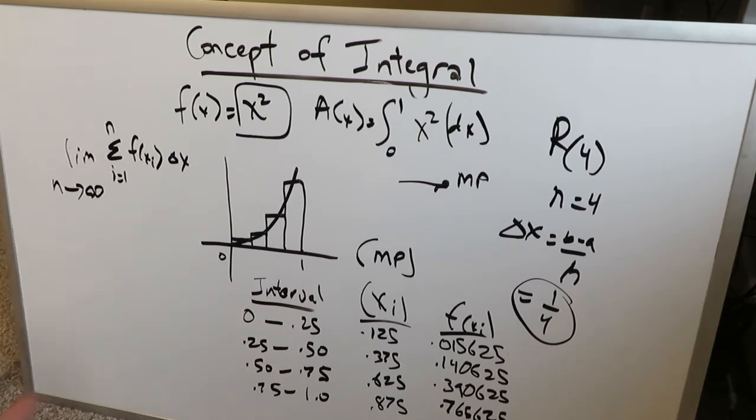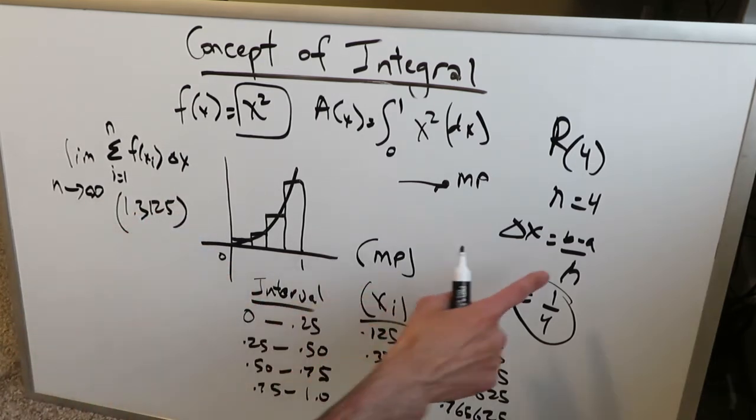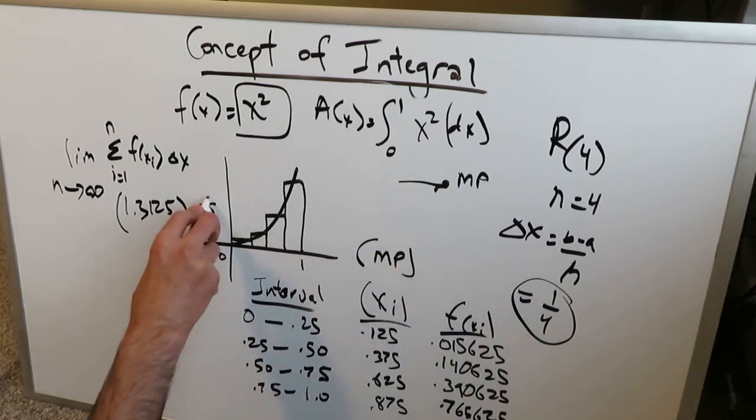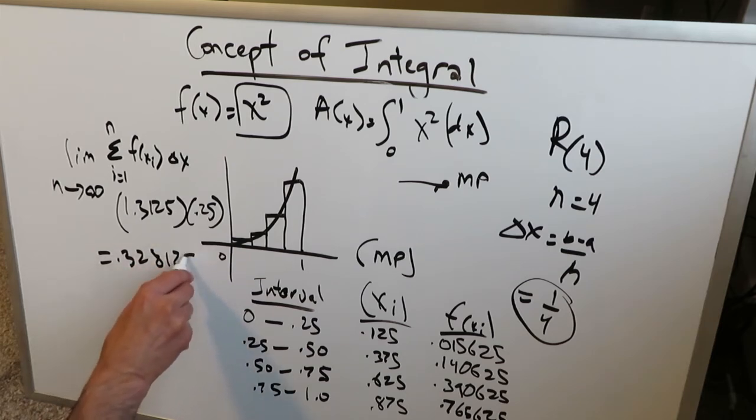I'm getting a cumulative sum over here of 1.3125, which must still multiply with the delta x, which is 0.25. And let's do that. When we multiply this by 0.25, what do we get? Times 0.25, I'm getting 0.328. This is what my answer is, 0.328125. Now there's a check for these type of questions.